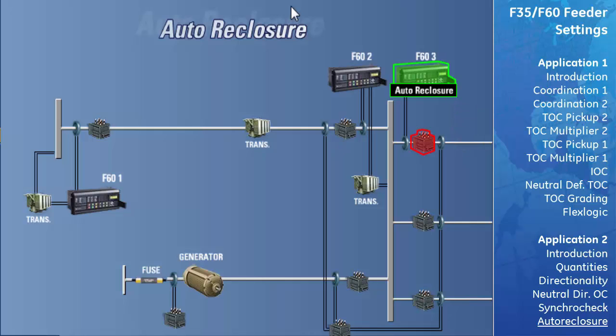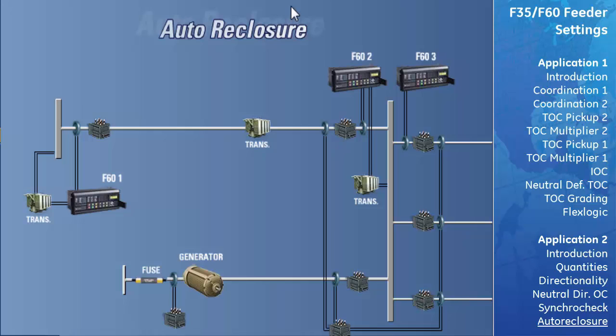After a specified dead time, F60 III's auto reclosure function will then send a close signal to the circuit breaker to restore power to the load. If the transient fault is no longer present, no further action will be required. Now let's see how we can apply the auto reclosure function to the F60 III universal relay. We will first take a look at the auto reclosure function within the F60 universal relay.